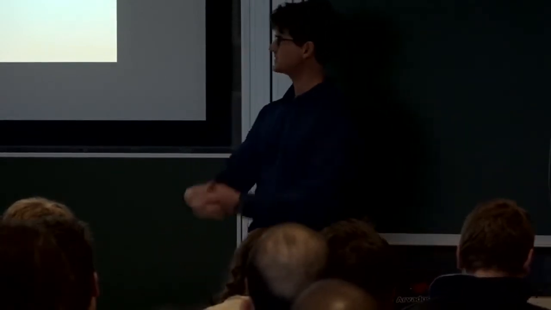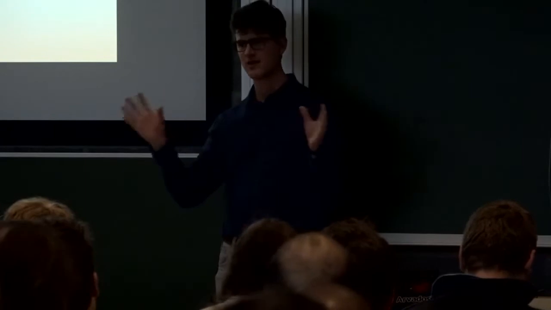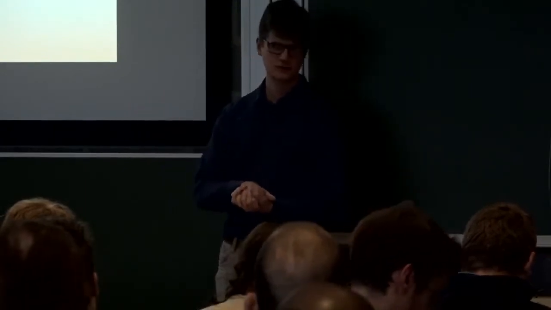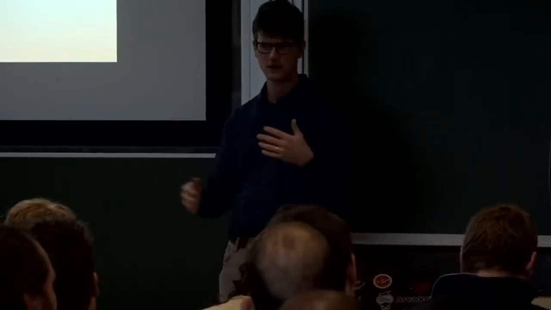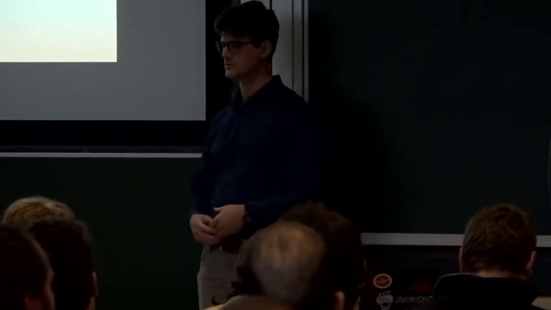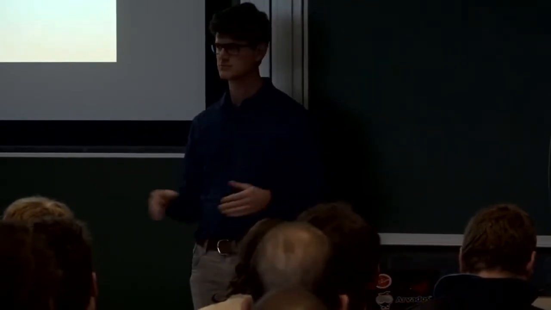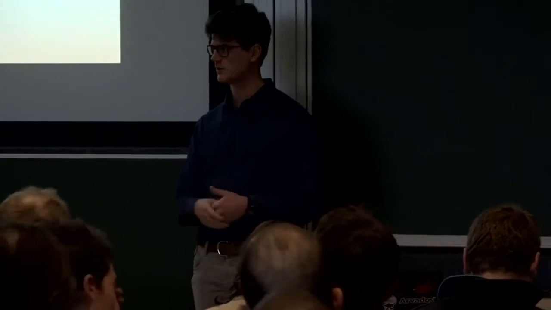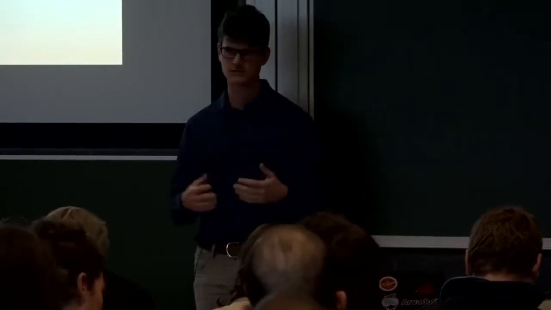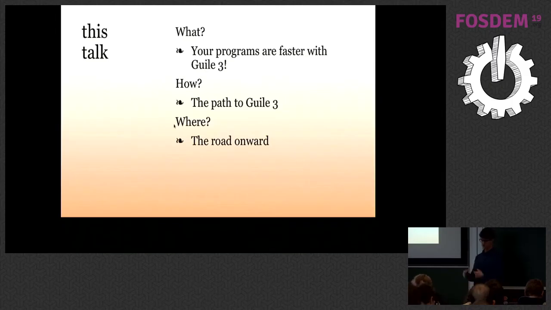All right, so this talk is going to be about Guile 3. It's an upcoming new major release of Guile. Right now we're at Guile 2.2. It's the next incremental step. It's essentially source compatible. Your programs will run in the same way, only faster. Then we're going to talk a little bit more about how we got there and where we're going next.